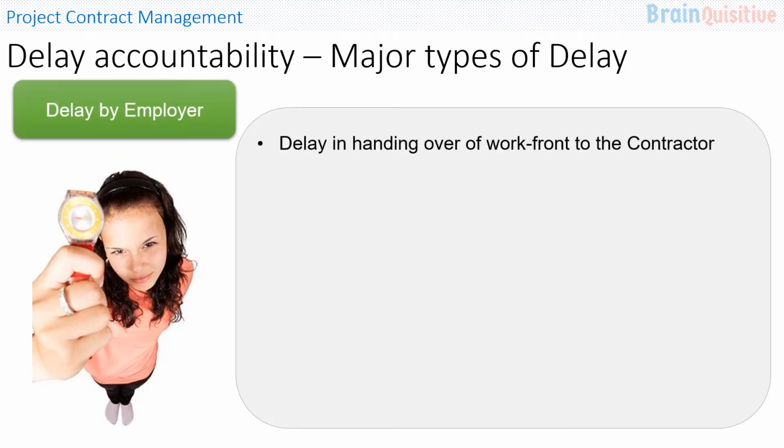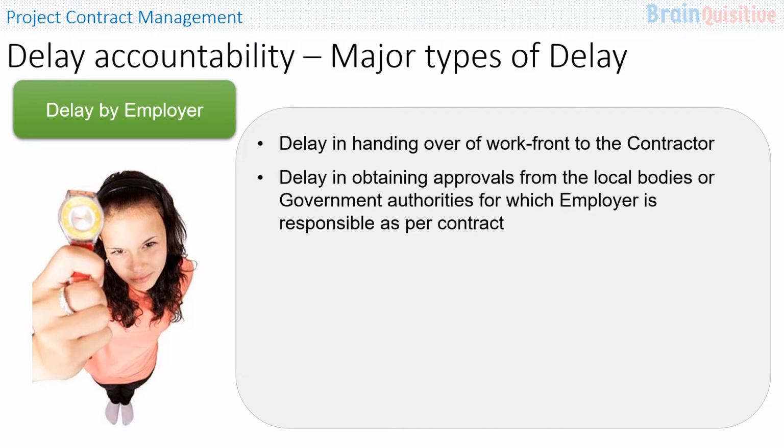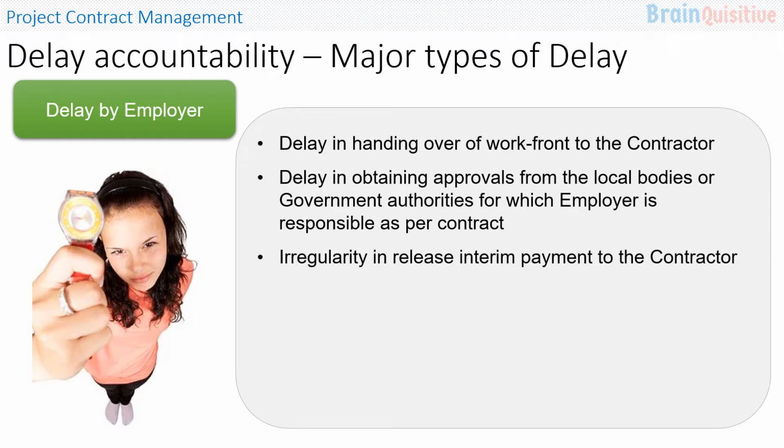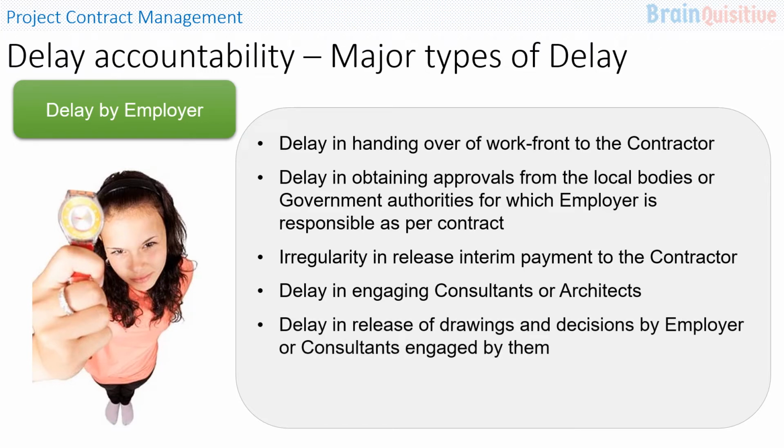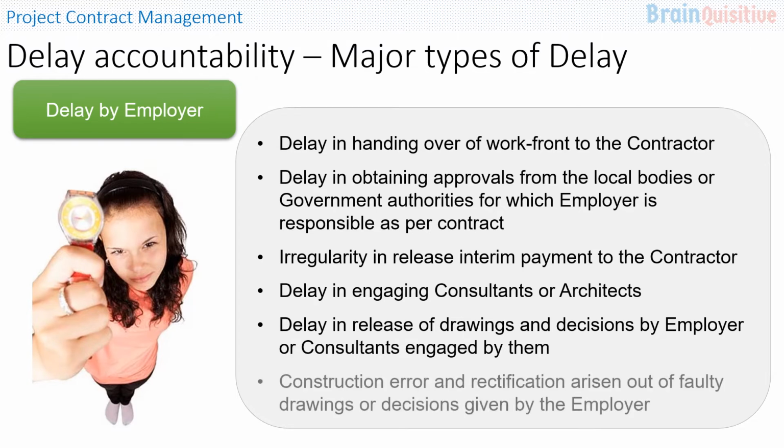For an employer, the delay in handing over of the work front to the contractor on time, delay in obtaining the approvals from the local bodies or government authorities for which the employer is responsible as per the contract, irregularity in release of interim payment to the contractor, delay in engaging the consultants or architects, delay in release of drawings and decisions by the employer or the consultants or architects engaged by them, construction error and rectification arising out of faulty drawings or decisions given by the employer or a consultant or architect engaged by them.